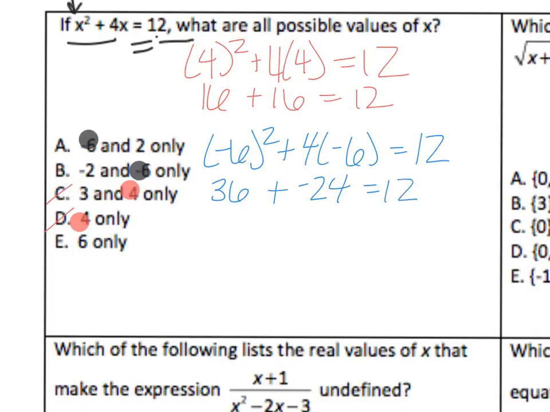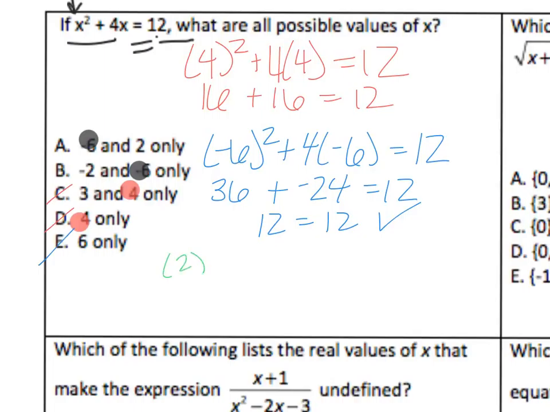36 plus negative 24, or 36 minus 24, is 12. So because when I plugged in negative 6 it gave me 12 on both sides, I know that that's a solution. That means the answer is either A or B. Now the only tiebreaker is to plug in either 2 or negative 2, but it doesn't matter which one you pick, because if 2 works, A is your answer. If 2 doesn't work, then B is your answer.